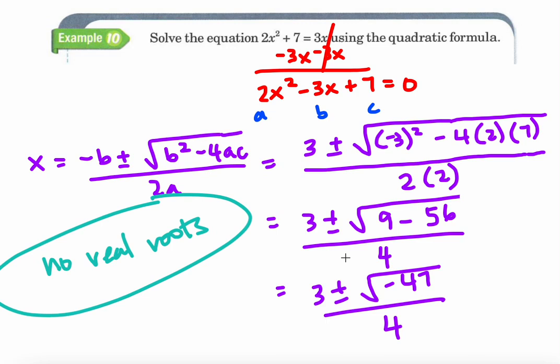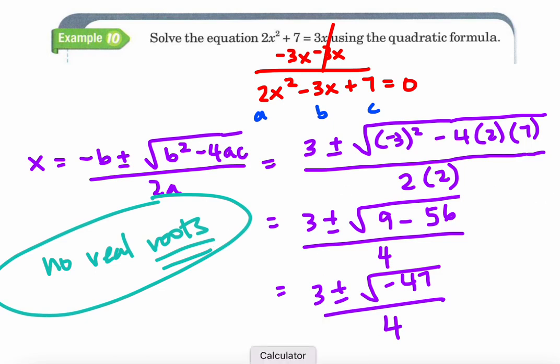Now, we will get to why it's called a root in a future lesson. But just for now, just know there's no real roots, no real numbers work here. That doesn't mean that there's no answer, okay? It just means that there is no real root that works in this problem. And then once, like I said, we get to graphing, then you will find out what we mean by that.